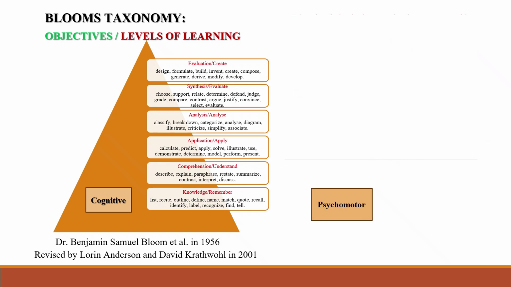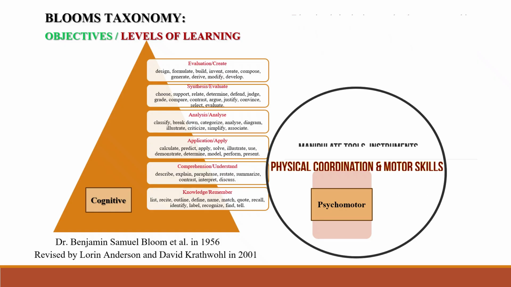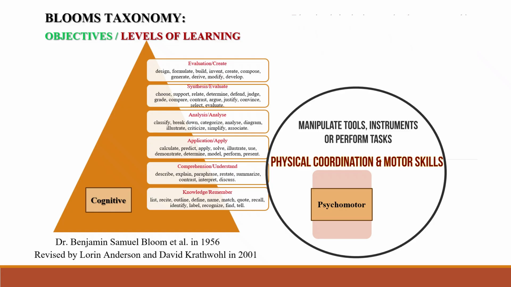Now the last domain, the psychomotor domain. It is also called the kinesthetic domain. It emphasizes the development of physical coordination, motor skills, and reflexive actions. It enables learners to manipulate tools, instruments, or perform tasks ranging from basic reflexes to complex actions. And the mastery here improves speed, precision, strength, endurance, agility, and overall motor control.